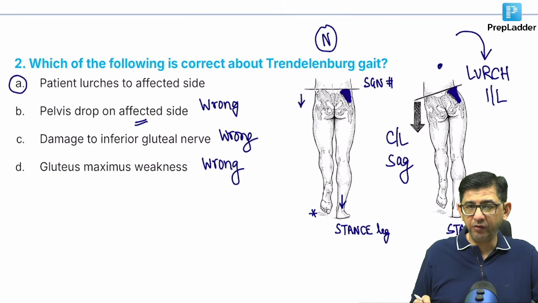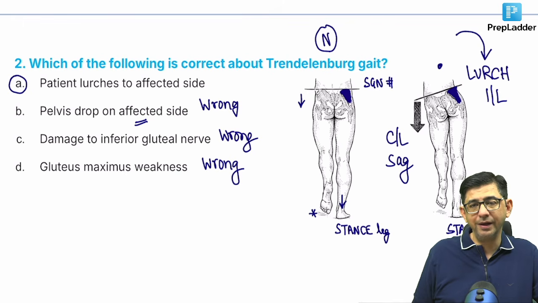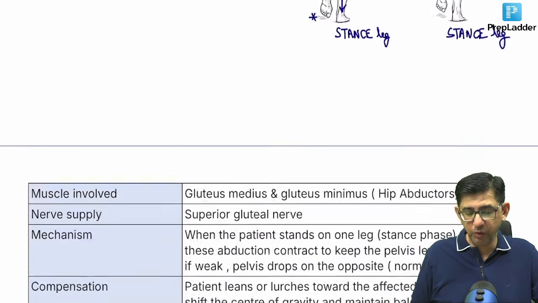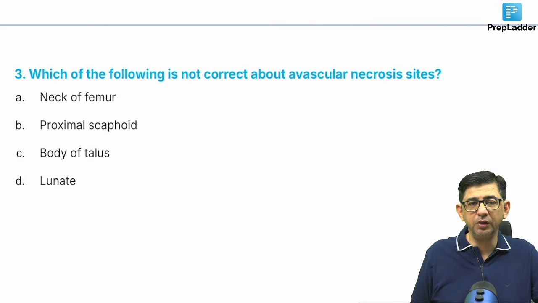The learning points are: pelvis sags on the opposite side due to weakness of gluteus medius and minimus, but the lurch occurs on the ipsilateral side to maintain the CG, that is the center of gravity. So the answer to question number 2 is option number A, and we move to the third one for today.